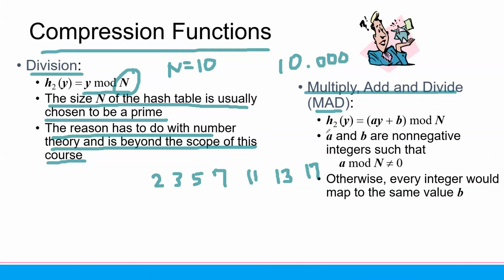And in this function, we have ay plus b mod n. So we will multiply, and then add, and divide. a and b are non-negative integers. Non-negative integers means it is positive. Such that a mod n is not equal to 0.